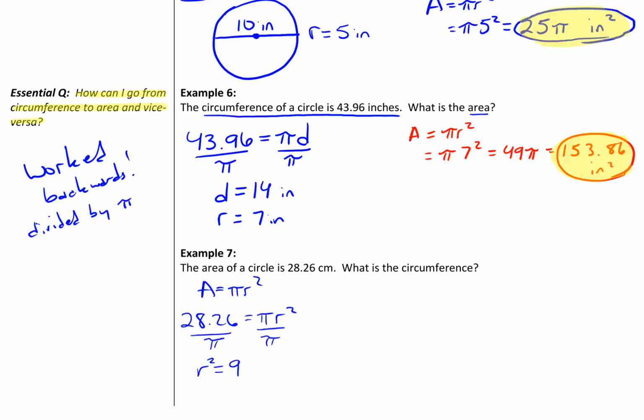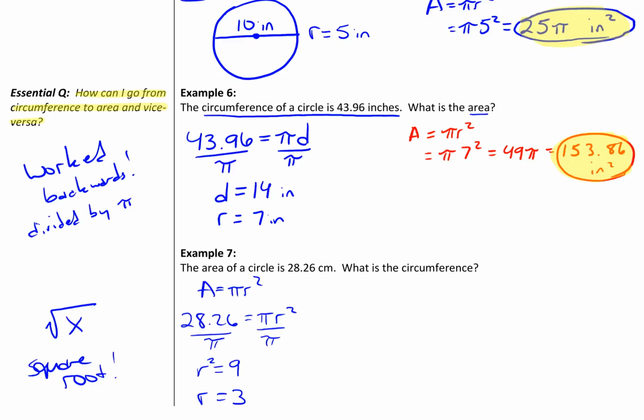Not the radius is 9, radius squared is 9. There's a button on your calculator that looks like this, and we call this the square root. If you type in 9 and then the square root button, you get r equals 3. And that's the opposite of squaring a number. It's the inverse operation of squaring a number. So our radius here is 3.